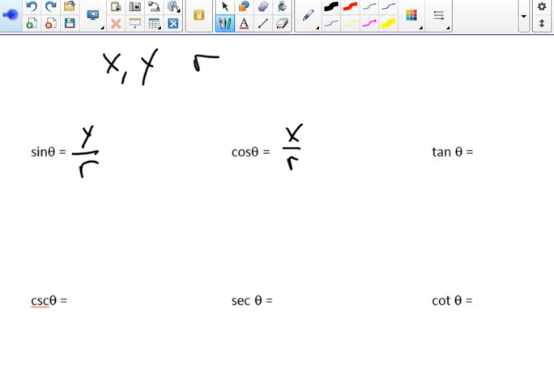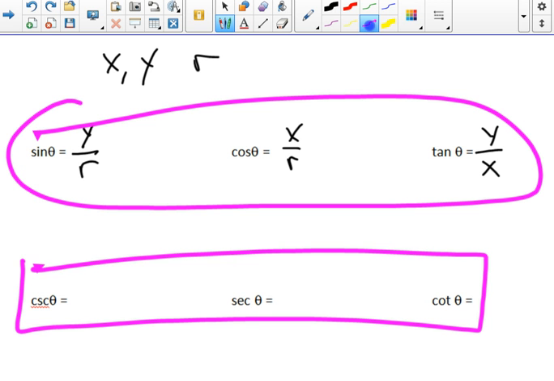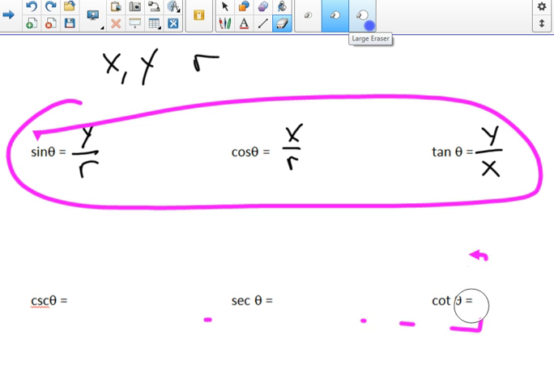Tangent is y over x. That's why I'm kicking myself, because I put x over y in the last example. I should have done y over x, but that's all right, because these top three are by far the ones we're going to look at the most. So these 3 right here are the 3 you notice on your calculator. Those are the 3 that you see. You don't really see these because they're easy to find if you know the other ones.